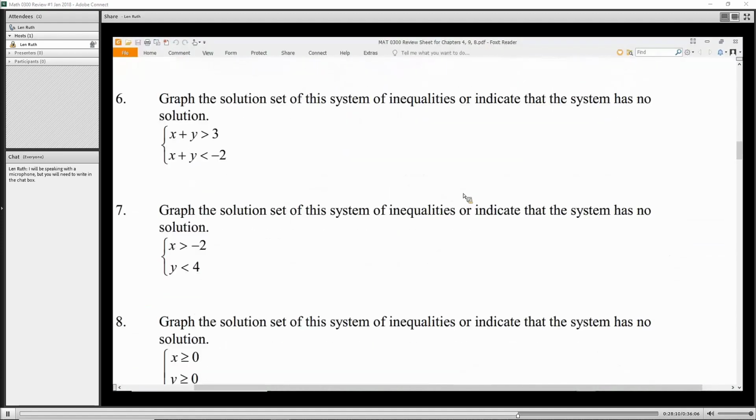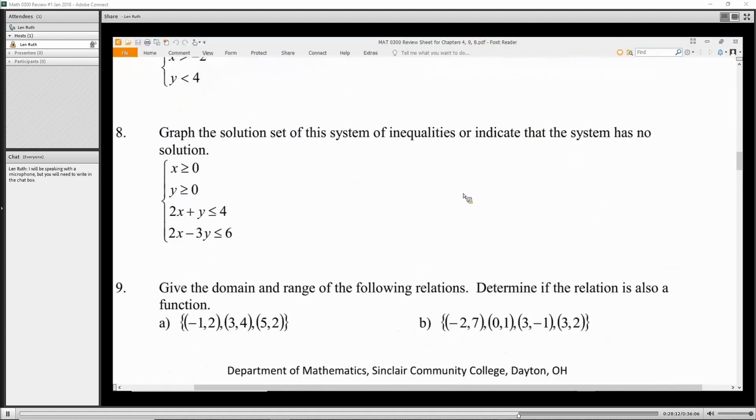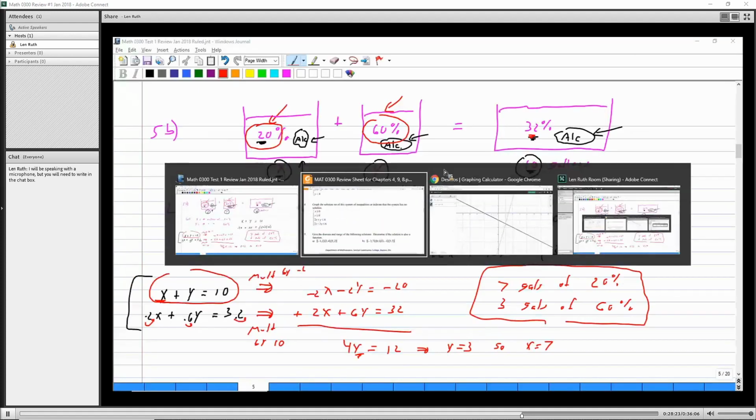Okay, let's jump to 8. Now that has a lot of parts to it. I'm going to go right to Desmos, I think. So first one is 2x plus y less than or equal to 4. Oops, wrong one.